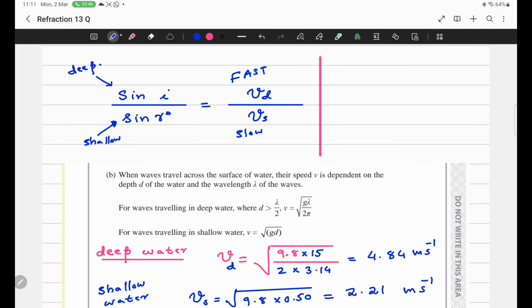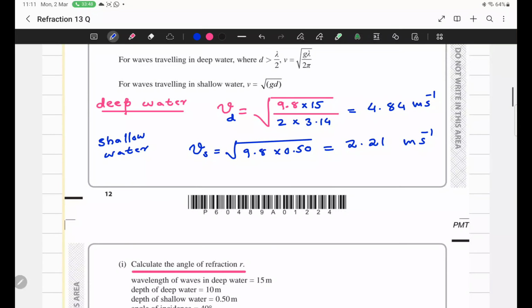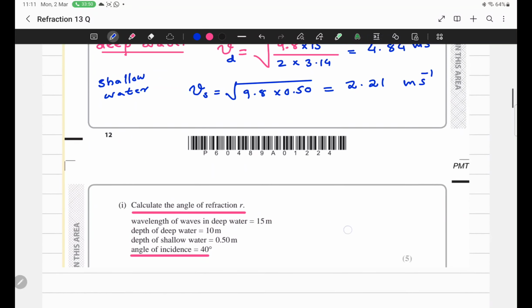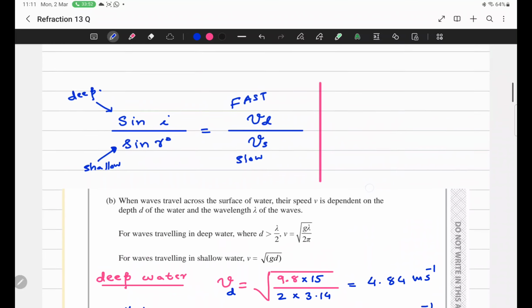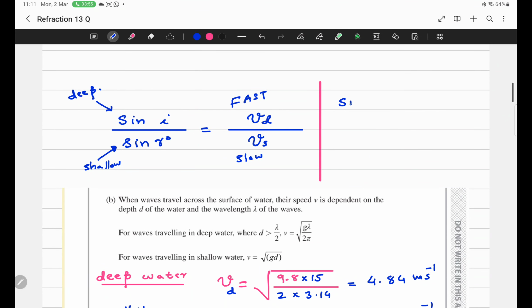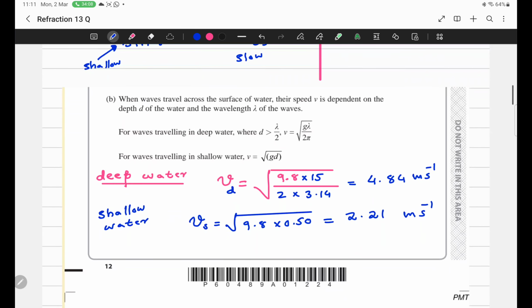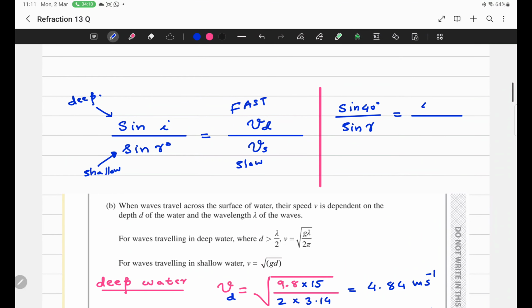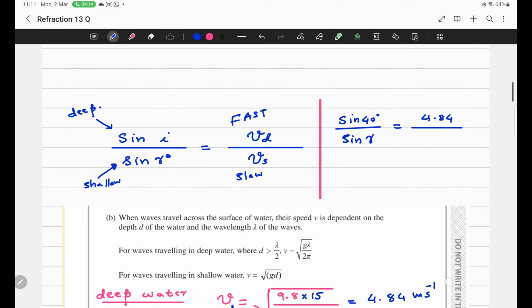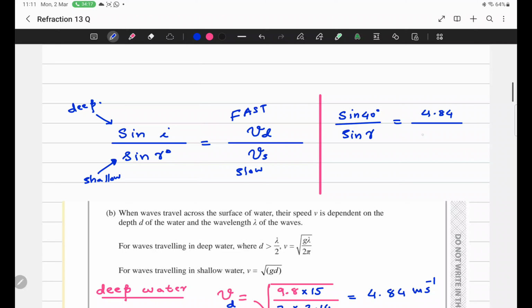Sine I is 40 degree, divided by sine R, which we have to calculate, is equal to the speed in deep water 4.84 divided by the speed in shallow water 2.21.